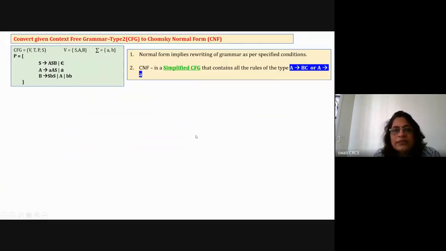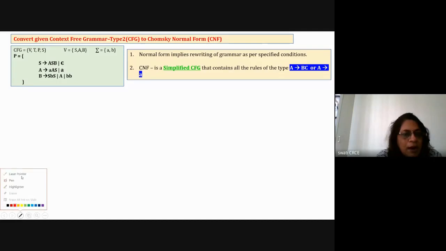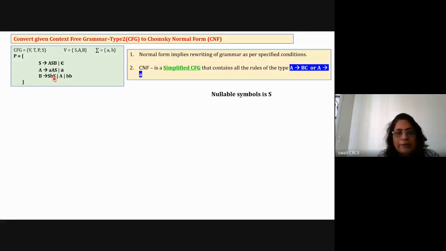Okay, so let's solve the next problem. This is the grammar given to you and convert it to CNF format. Okay, so the first step is simplification of the grammar. Identify which are the nullable symbols. S is a nullable symbol. If you put S over here, A is not going to become null. If you put both the S as epsilon, B will be small b, so B is also not. So A and B are not nullable symbols. Only S is a nullable symbol.